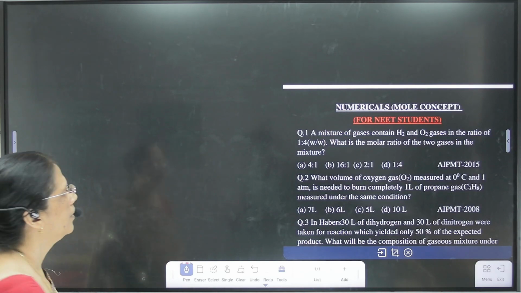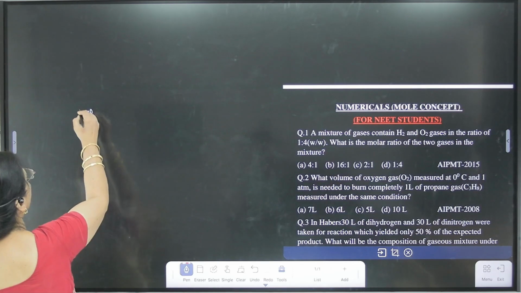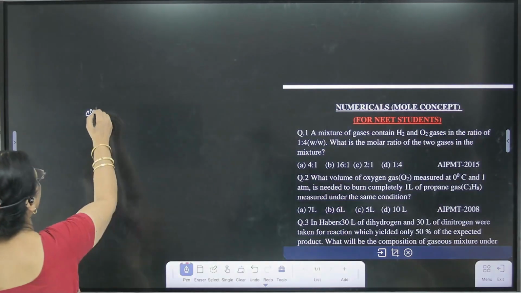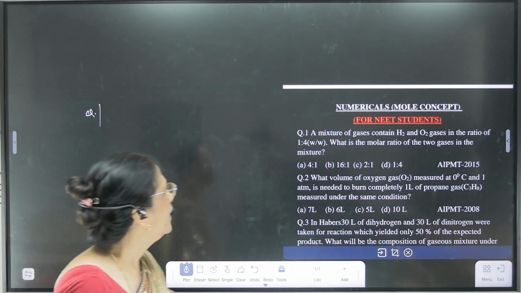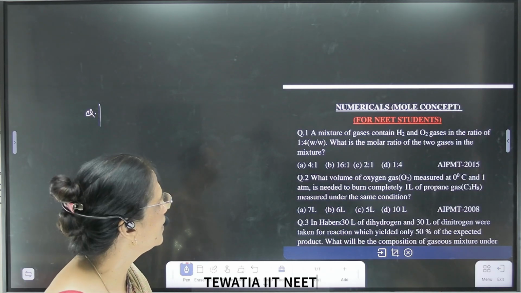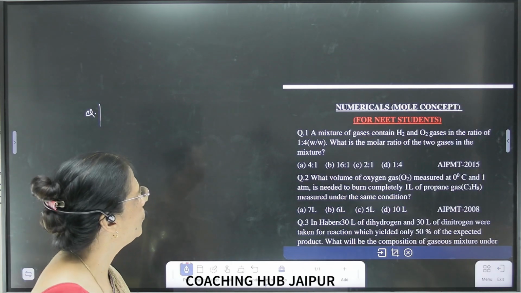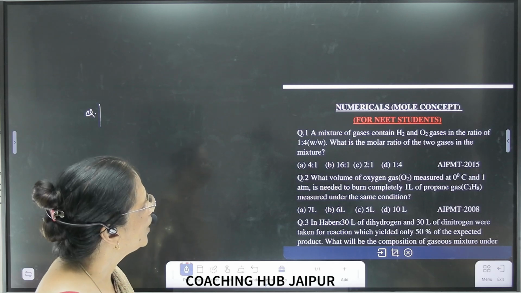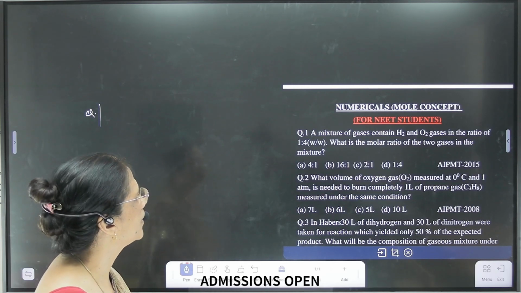Let us see question number 1. A mixture of gases contains hydrogen and oxygen gases in the ratio of 1:4. What is the molar ratio of the two gases in the mixture?